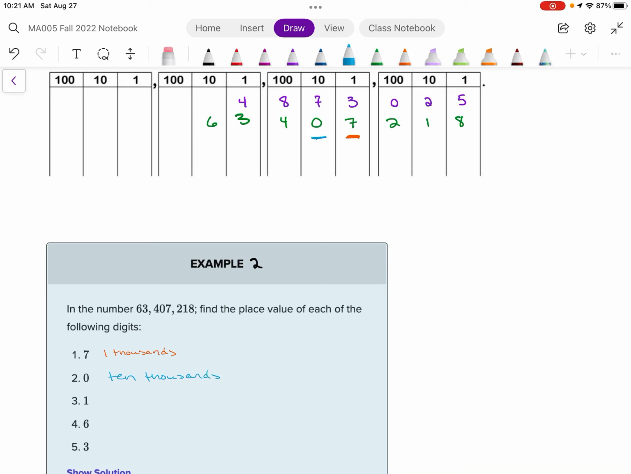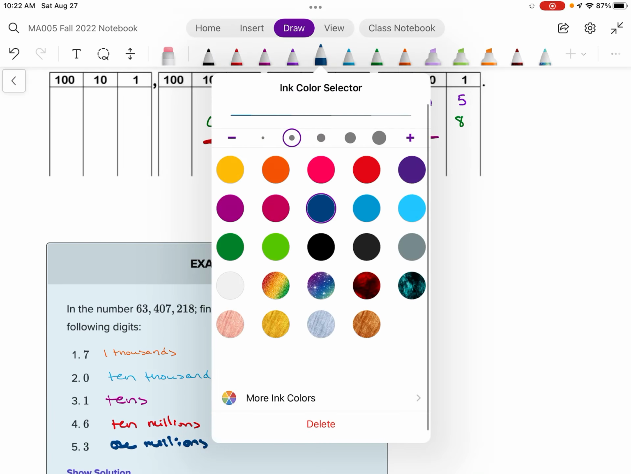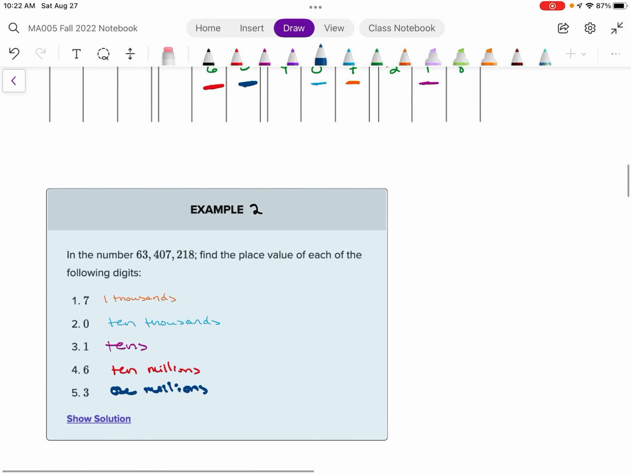What place value is the 1 in? The 1 is here, and that is in the tens place. What is the 6 in? The 6 is right here, and that is in the 10 millions place. So we're going to say 10 millions. And the 3, let's see, what color should I use? The 3 is right here, and that is in the 1 millions place. Okay? All right. So that's how you do that.